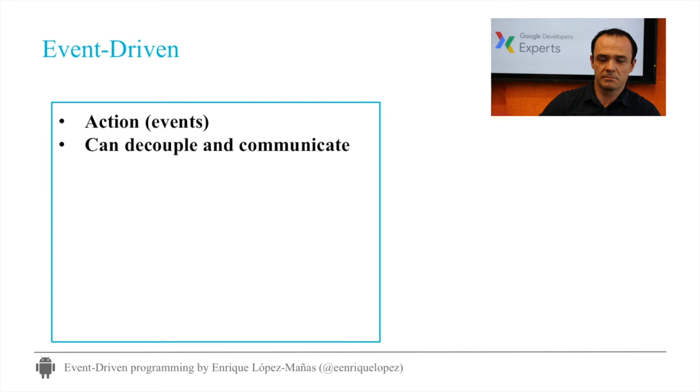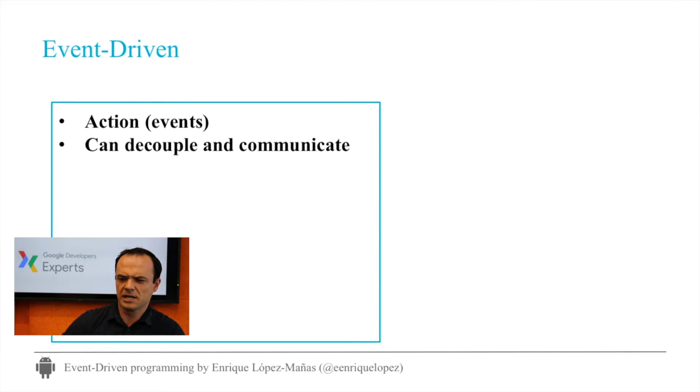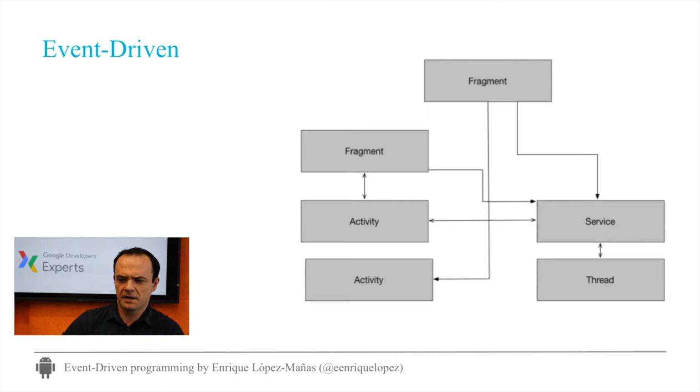In event-driven programming, typically an architecture, an application that hasn't been properly planned, looks like this. We will have fragments that are talking with other fragments, that talk with services, that are activities, that are sending messages, and everything is a mess and all the components are talking between each other. This makes everything really difficult to debug, and it's very hard to keep on developing an application.